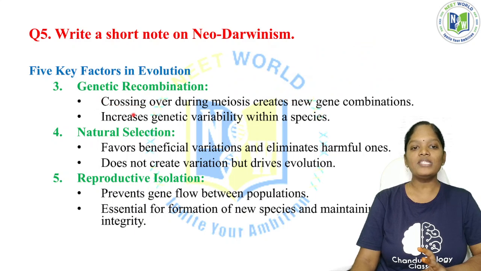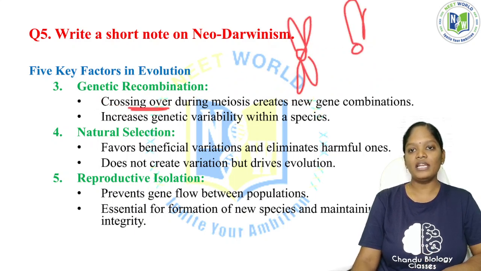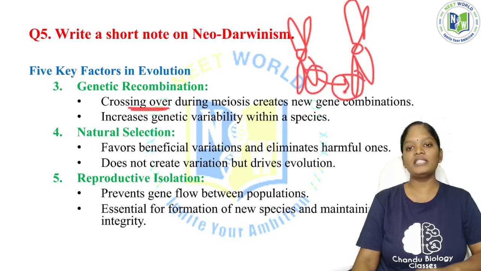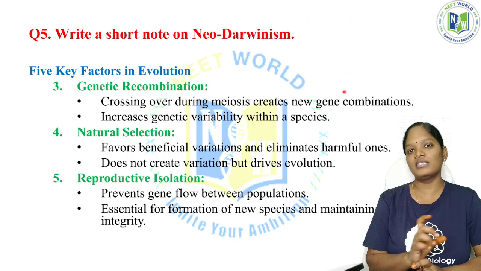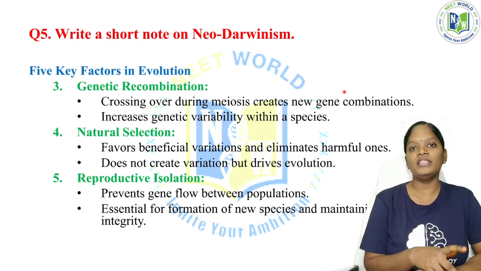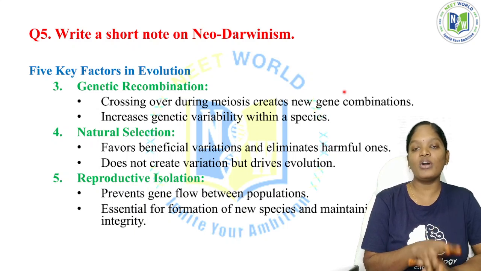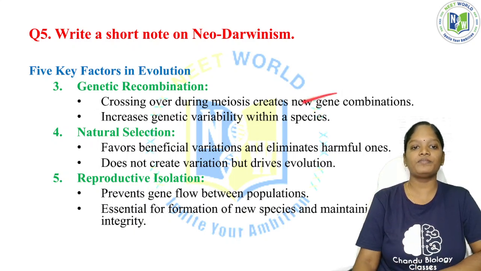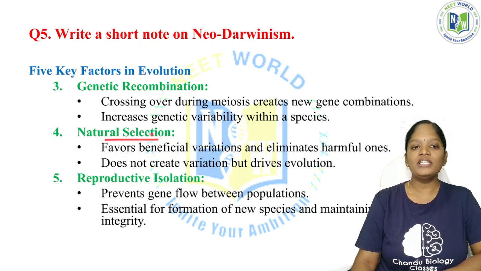Okay, so crossing over is nothing but this is a chromosome, and this is another chromosome. This is a segment and this is another segment. The segments are getting exchanged. This is called recombination or crossing over, which happens in the pachytene stage of meiotic prophase. Okay. Now, natural selection.